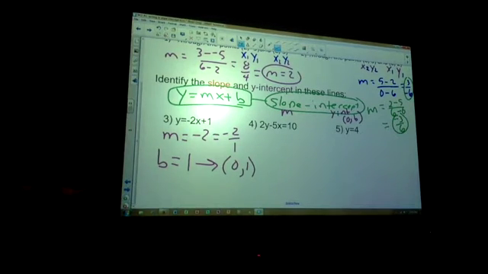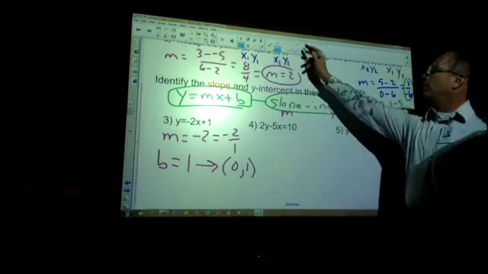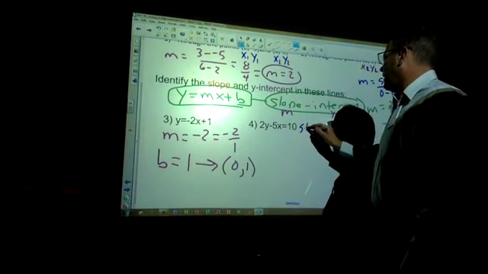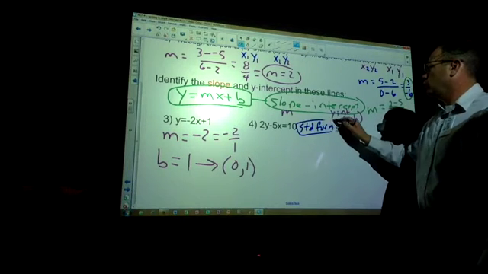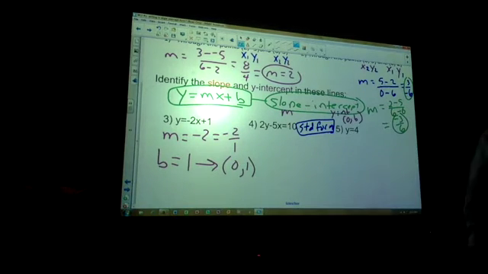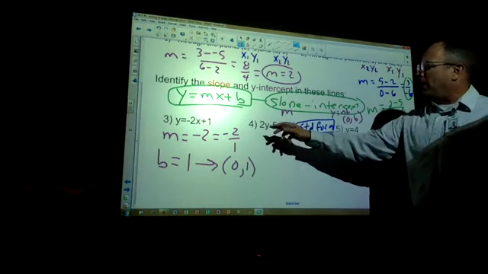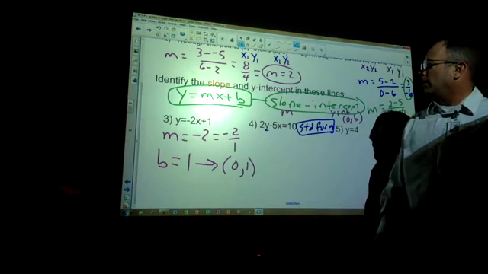What about number 4? Is it set up in slope-intercept form? What form is it? Standard form. Good. This is standard form, and I'll just abbreviate it. If it's set up in standard form, what you really want to do is get it back into slope-intercept form, meaning you want to get y all by itself. Help me out. What should I do to get y all by itself? I want y to stand alone.